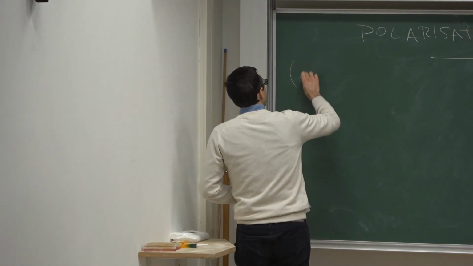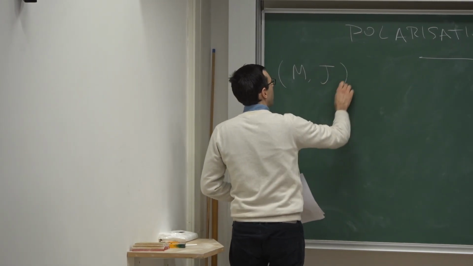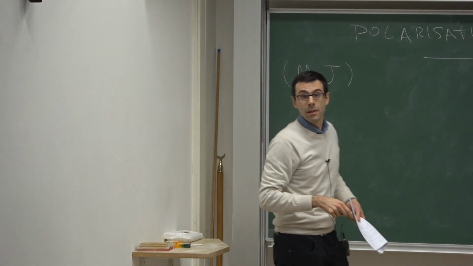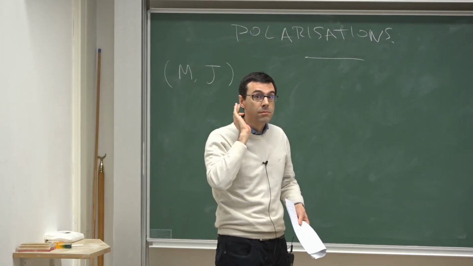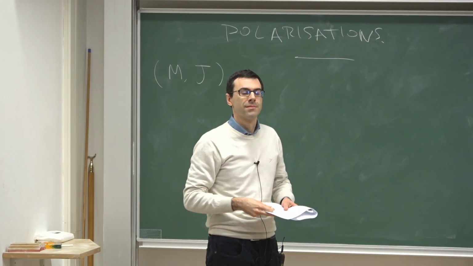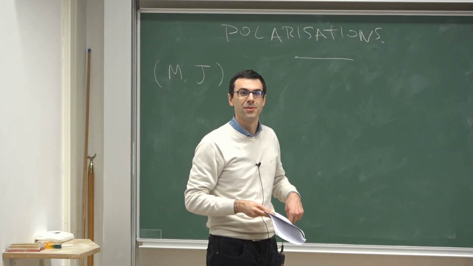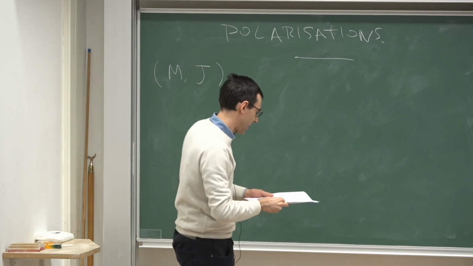So now remember we are starting from Mj, which is a complex. Should I turn this off? Okay, it seems fine now.